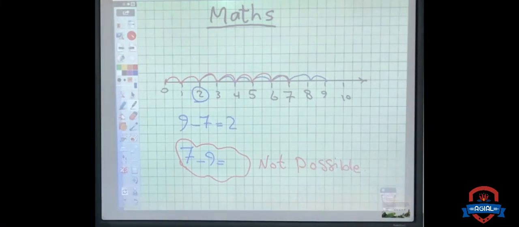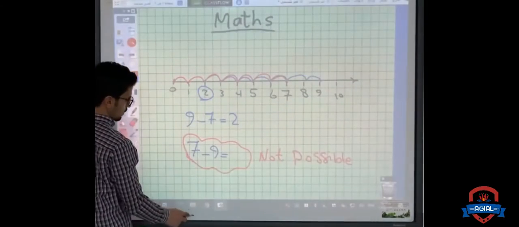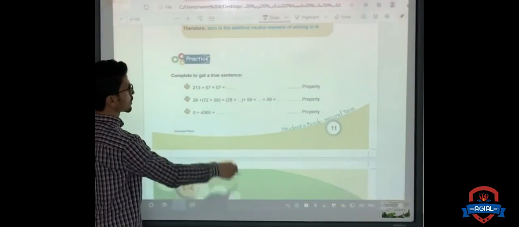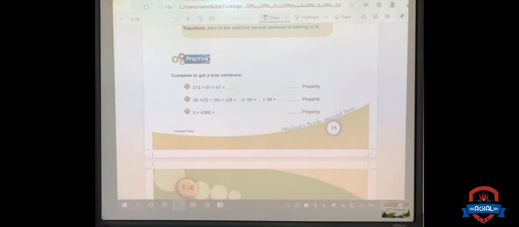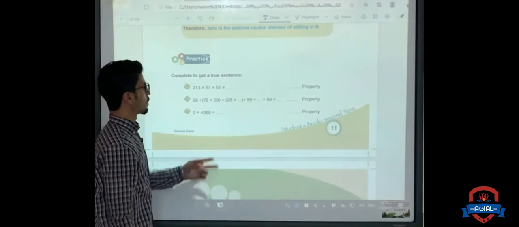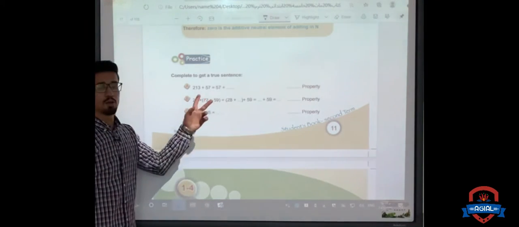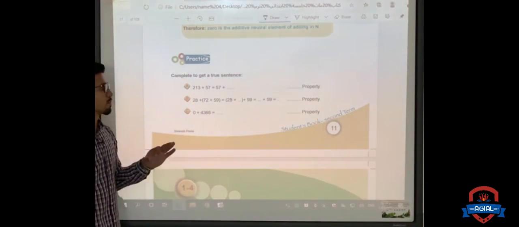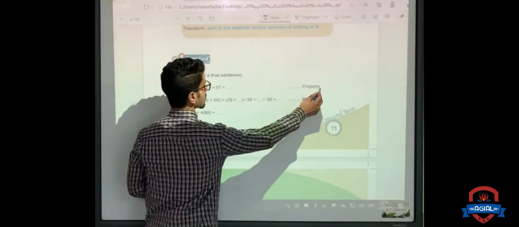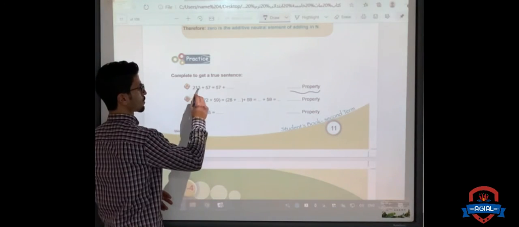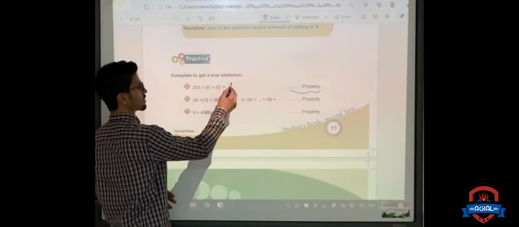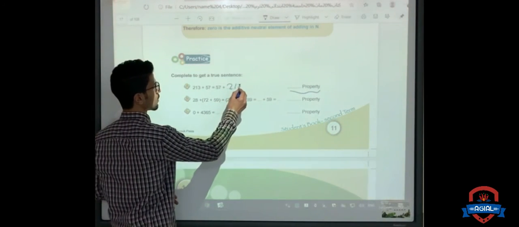And now let's solve some exercises. In our book we have this practice: complete to get a true sentence. In letter A, we have 213 plus 57 equals 57 plus what? Here in letter A, we have to use the commutative property, because 213 plus 57 equals 57 plus 213.